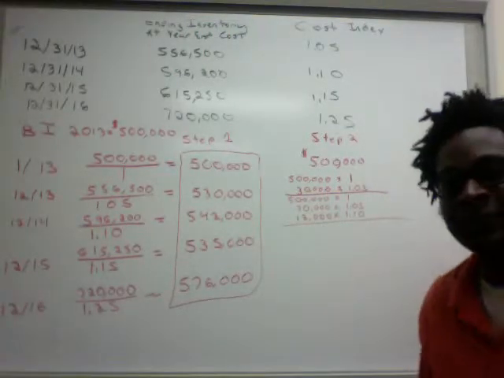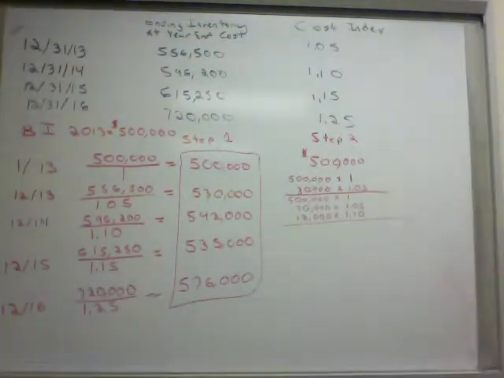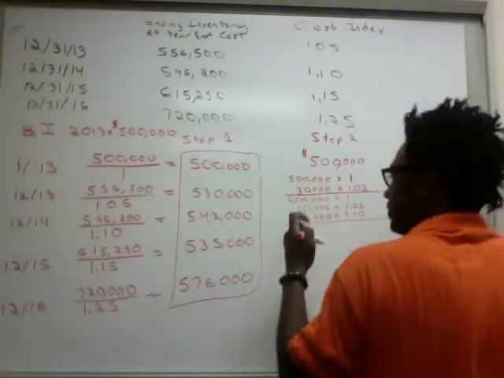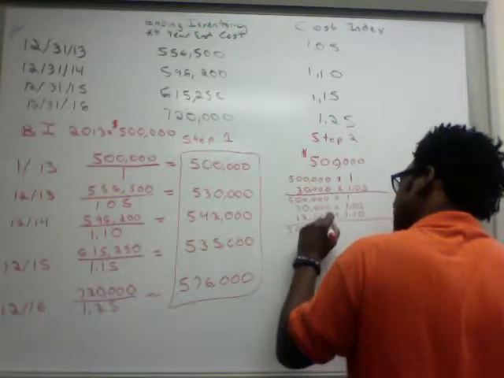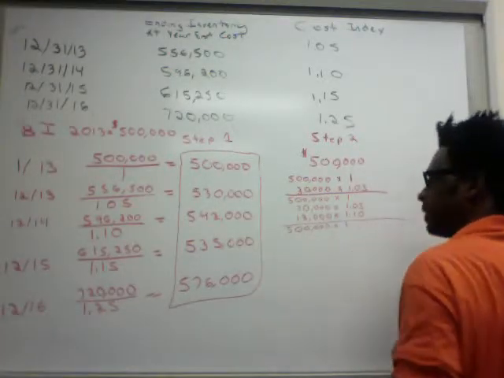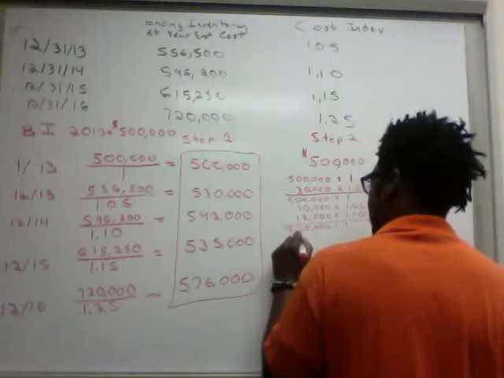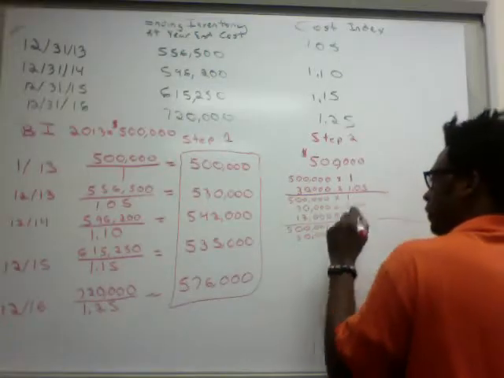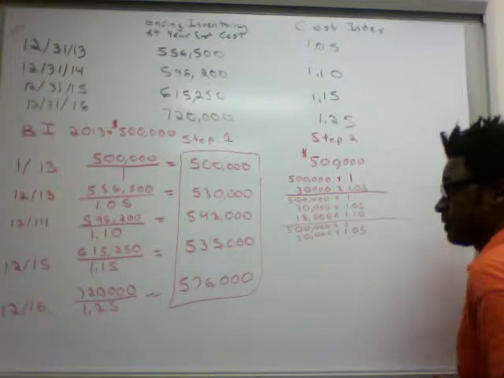We're going to move down again. So now we're at the end of 2015, and we still have to layer stuff, okay? So we know obviously we're going to start with our base, $500,000. And the base year is always multiplied by 1. Then we're going to move down to $30,000. And we see before that the index was 1.05, okay?